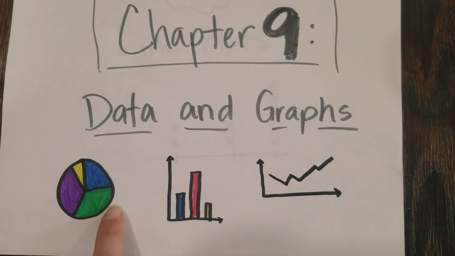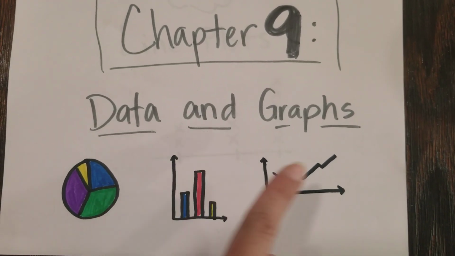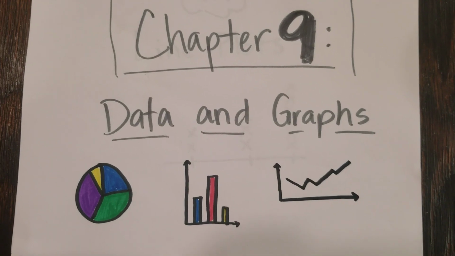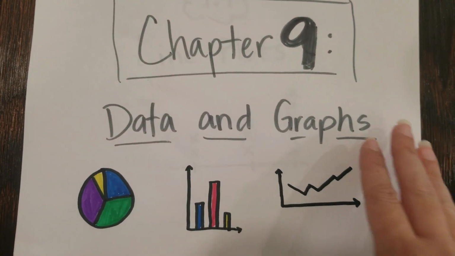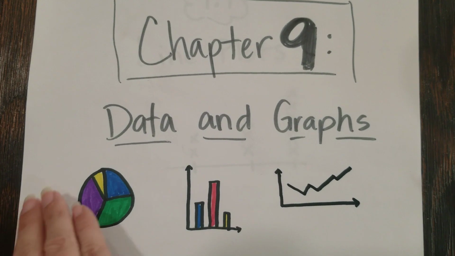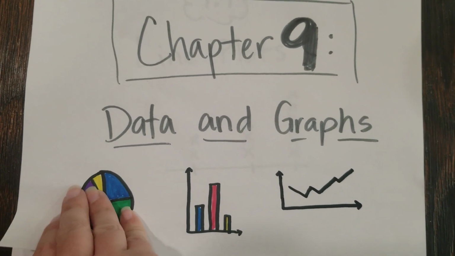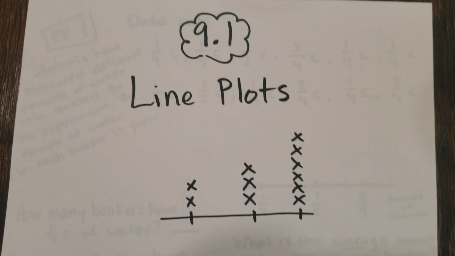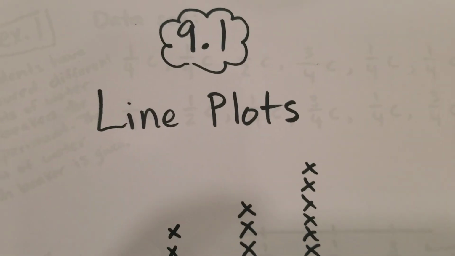So all three of these graphs are very different. All three are used for different purposes. And the point of Chapter 9 is to learn about them and to decide which graph might be best for your data. Okay. So lesson 1, 9.1 is about line plots.